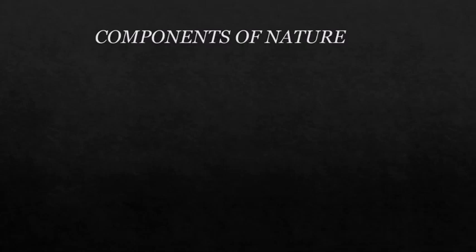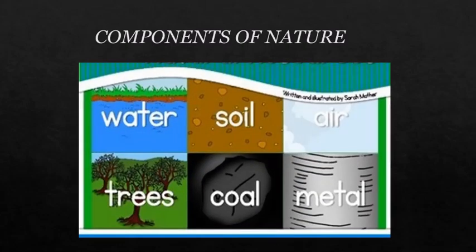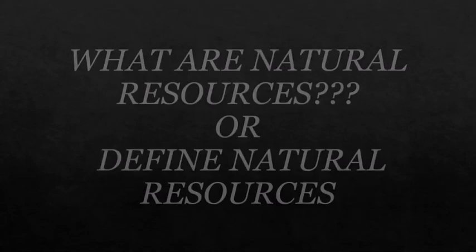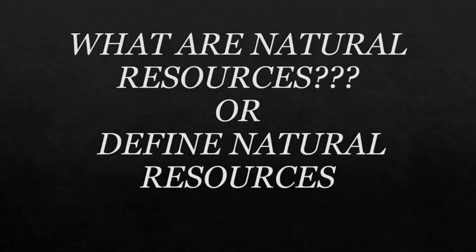From all these three spheres, we get various natural components, which are in solid, liquid, and gaseous form, which are called as resources. And as we get it from the nature, these components are called natural resources. So, children, now if I ask you what are natural resources or define natural resources, can you tell? Well, go through your textbook and try to find the answer.